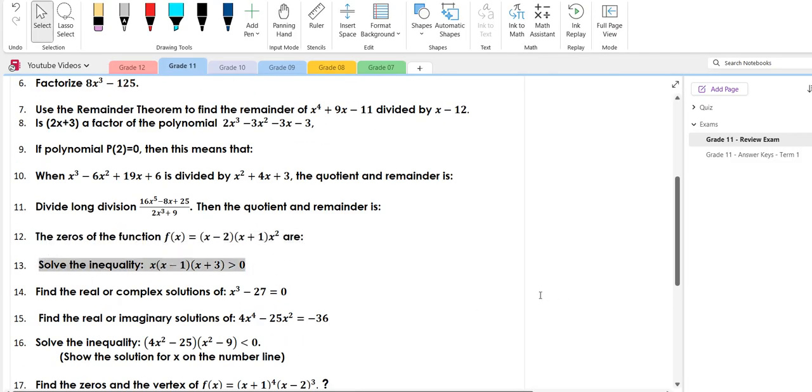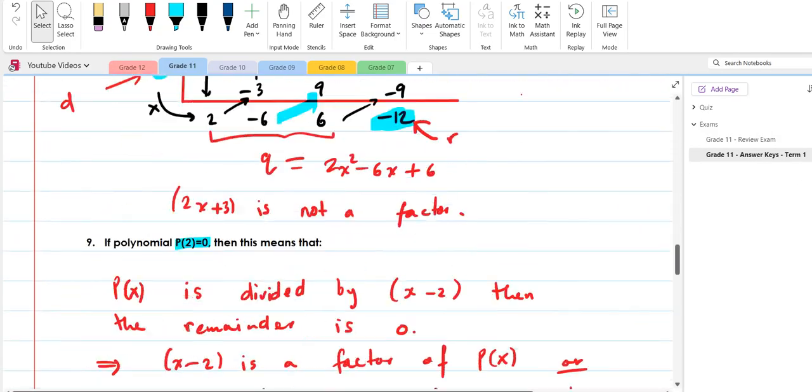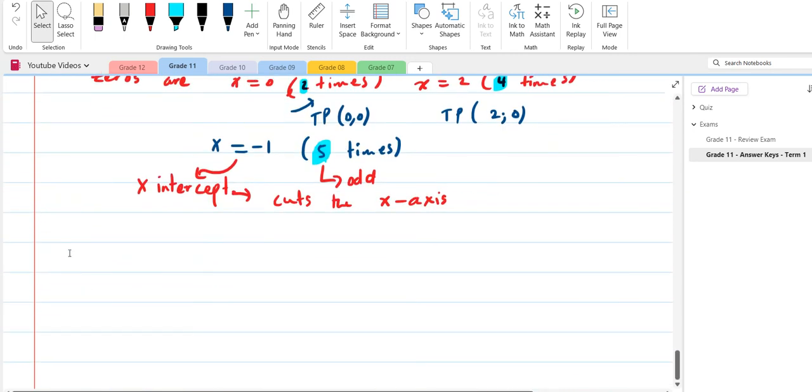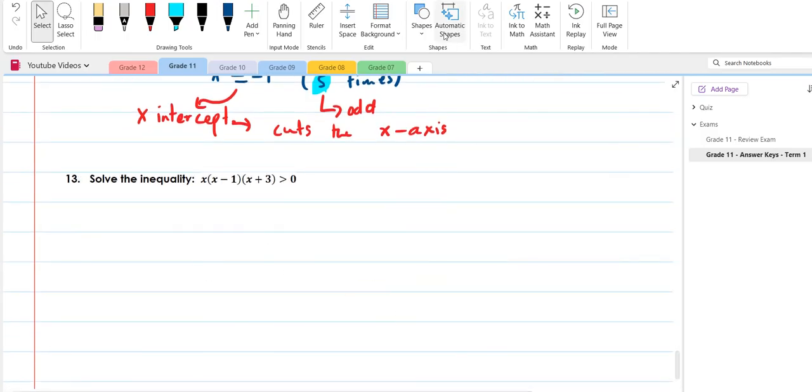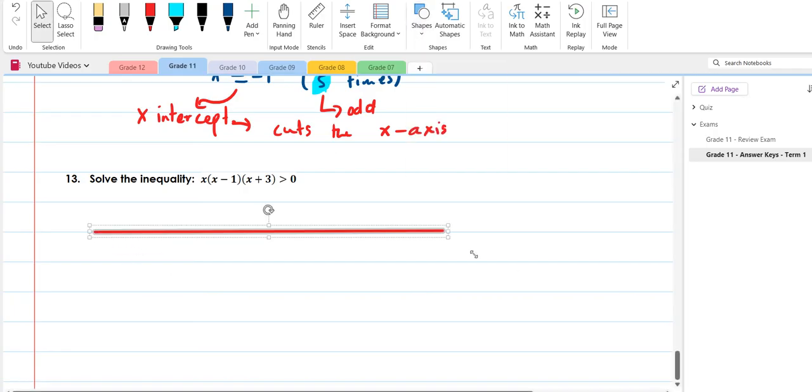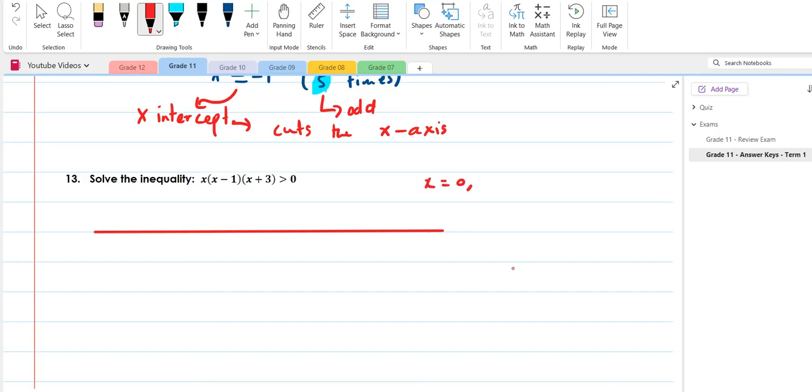Solving this inequality, question 13. Since this inequality is already factored out, what we can do is put the zeros of these factors on the number line. So zeros are x is equal to 0, or 1, or negative 3. If we put this in order, we get negative 3, 0, and then 1.